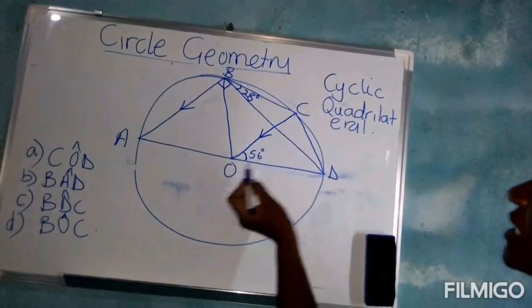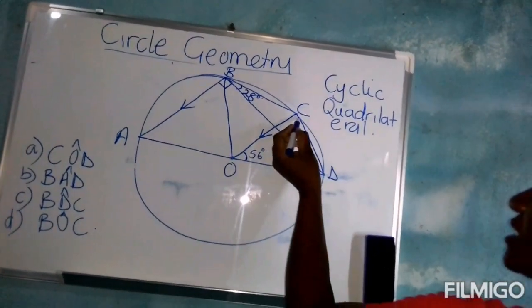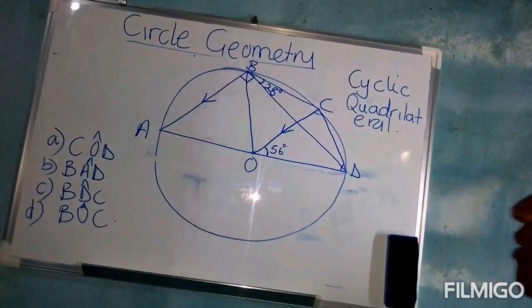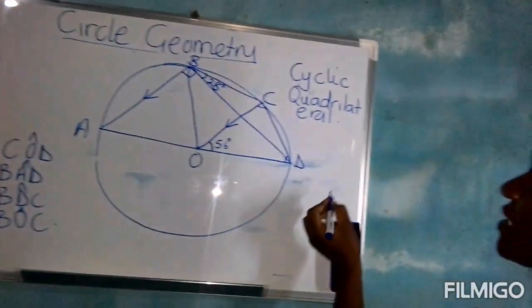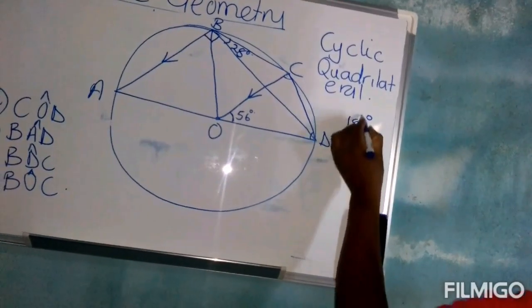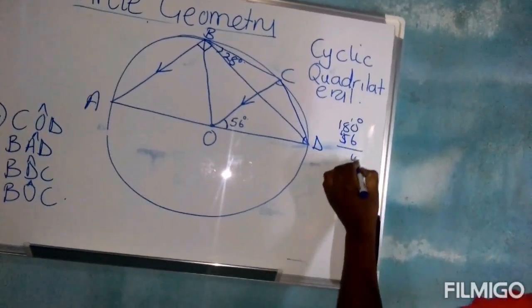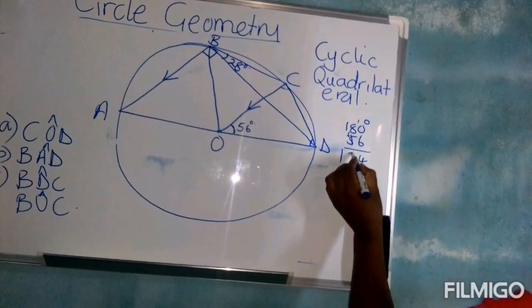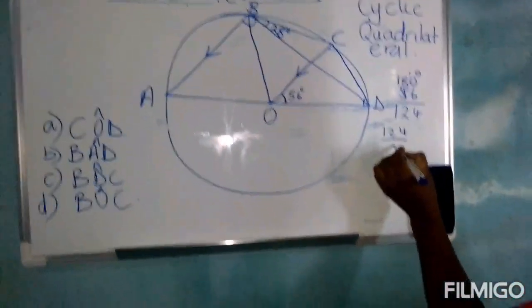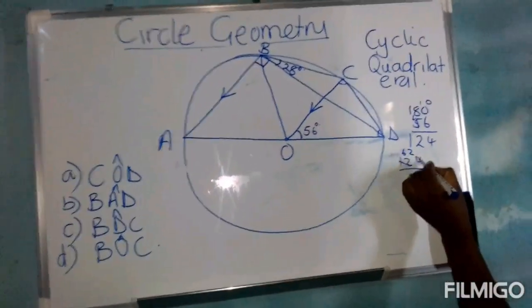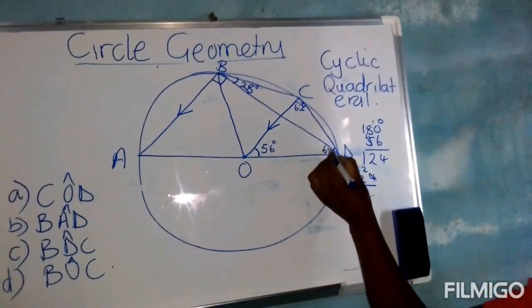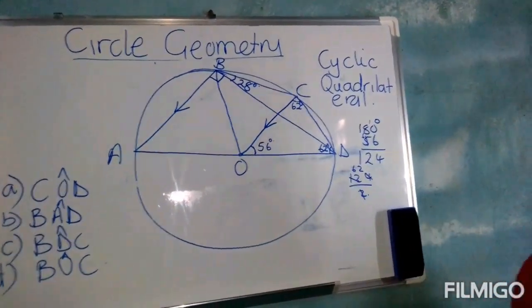Then if we look closely there, we have this 56. This is a radius, this is a radius. So these two base angles are equal. So we subtract 56 from 180 degrees to get 124. Then we divide that 124 by 2 to get 62. So this is 62 degrees, and this is also 62 degrees.